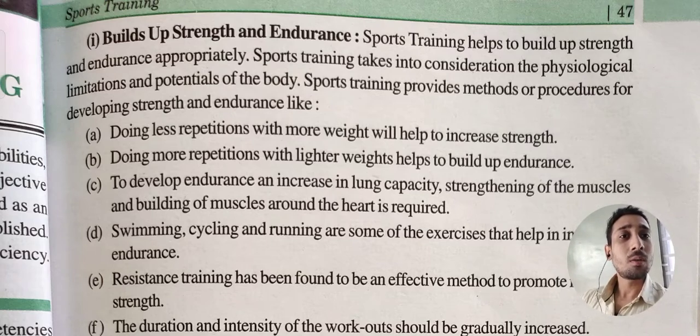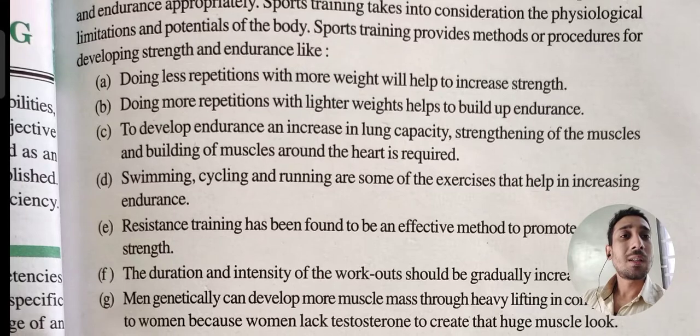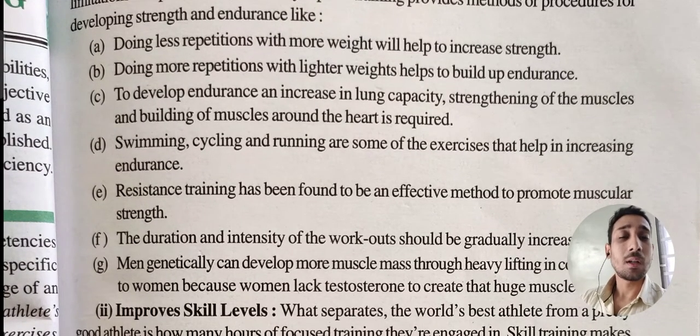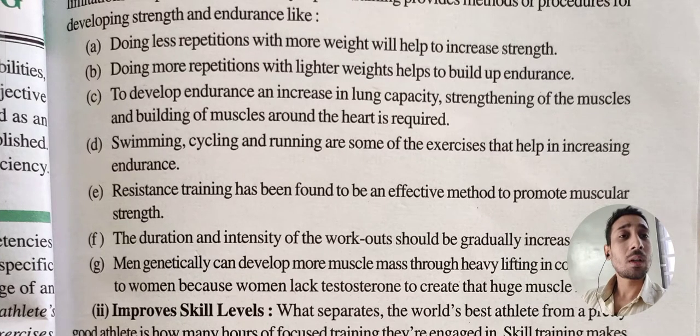Thereafter, doing more repetitions with lighter weight will help you build up endurance. If you do the opposite workout, taking a smaller weight and doing 20 or 25 repetitions, it will build up your endurance. To develop endurance, an increase in lung capacity, strengthening of the muscles and building of the muscles around the heart is required. Here we are talking about the cardiovascular muscles. So we can also increase our endurance through lung capacity.